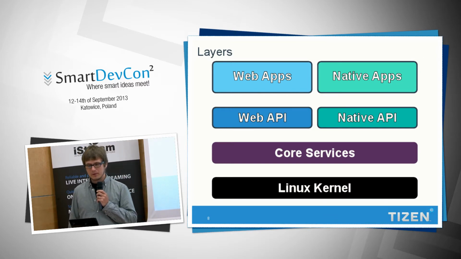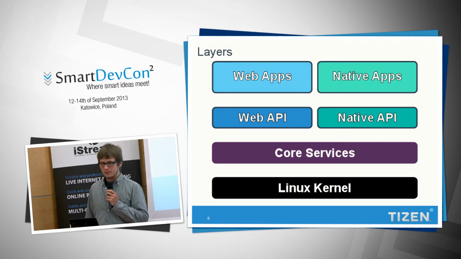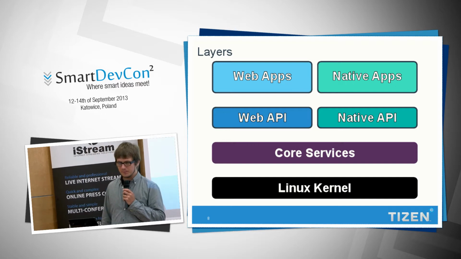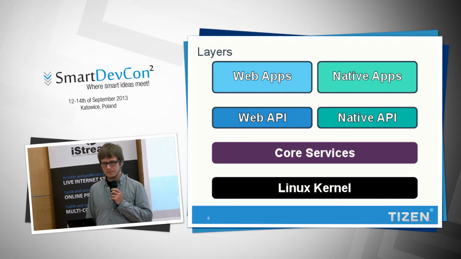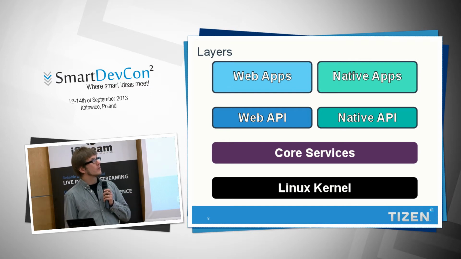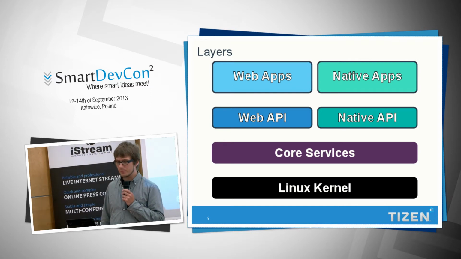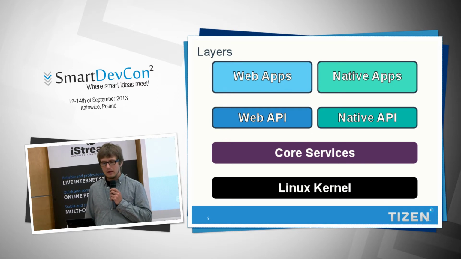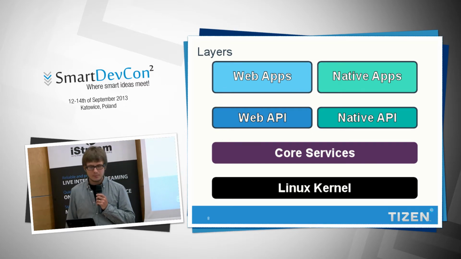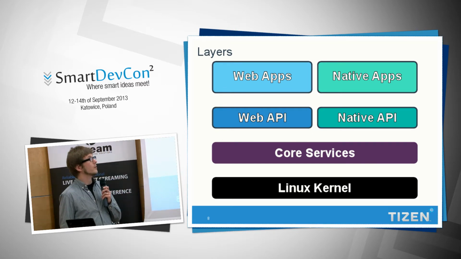Then above the kernel there is something we call core services. This is a set of software, mainly GNU software, but also some Tizen services and daemons, which together provide services to the upper layers. These are two sets of APIs.